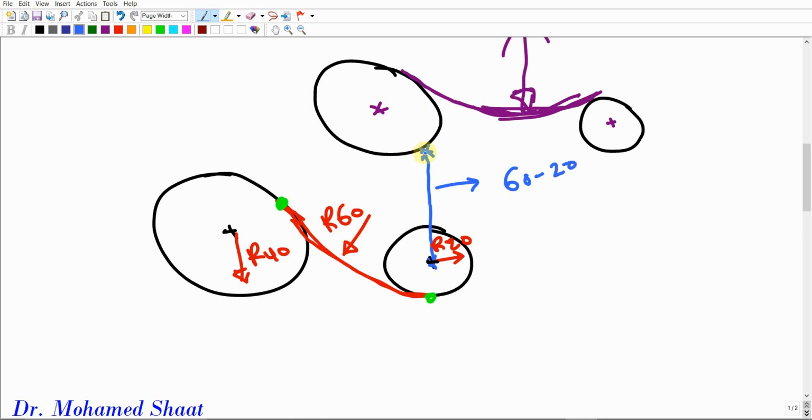Here we are subtracting the radii. But how about this one? If I ask you how much is the distance from center to center, it's going to be 60 plus 40. In total, it's going to be 100. Here we are adding 40 plus 60. So in general, in some cases we would add the two radii together, and in other cases we would subtract them, to end up with one locus and another locus intersecting, to find the center point of the curve.